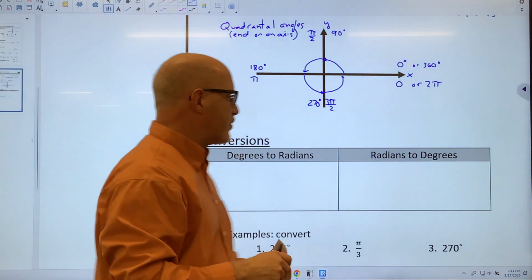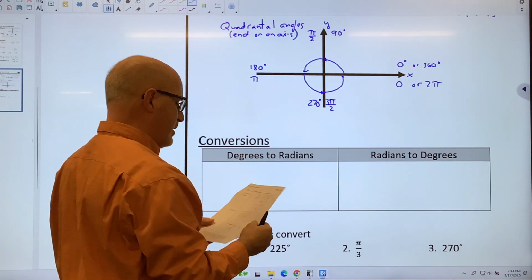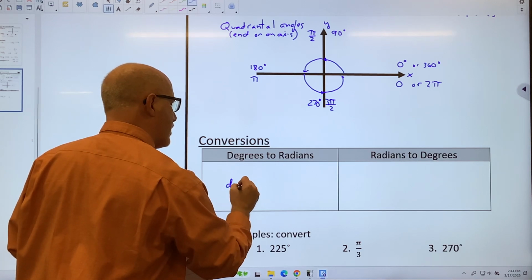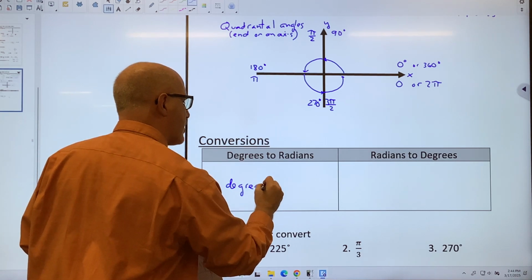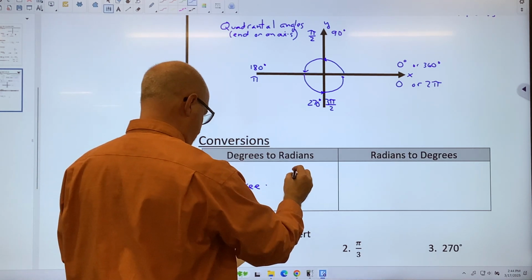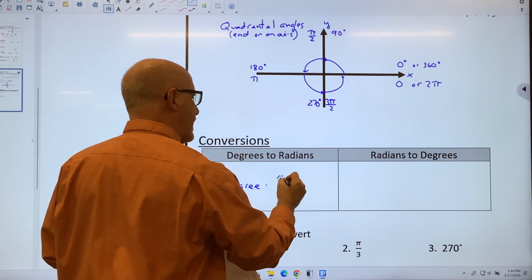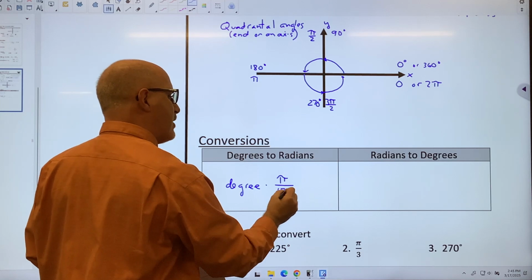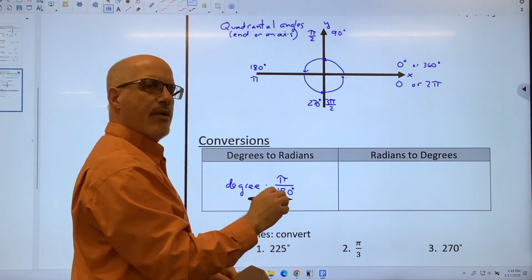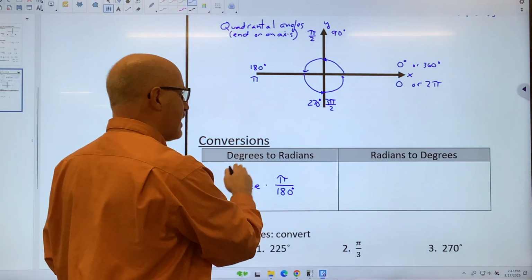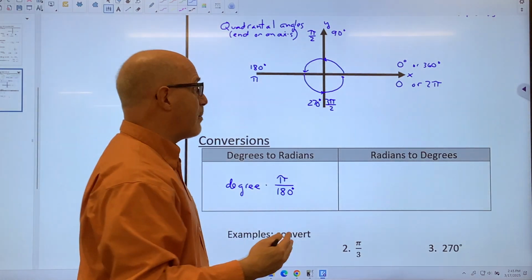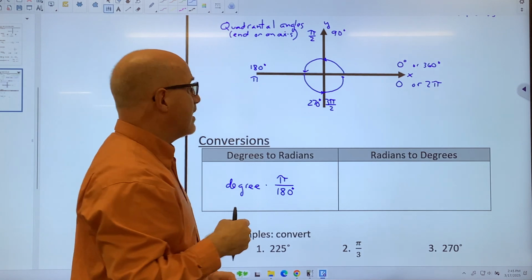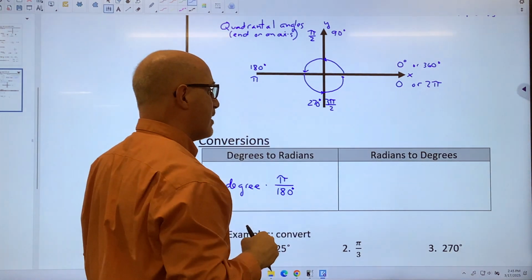So what we want to know is how you convert from degrees to radians and how you convert from radians to degrees. So if I'm given an angle in degrees, to convert it to radians, you take the degree measure and you're going to multiply it by pi over 180. This is our conversion factor. The 180 degrees will cancel out the degree part of it, and then it will end up in radians because we'll have the pi part of it. Notice that's what happens at this part of our quadrantal angles.